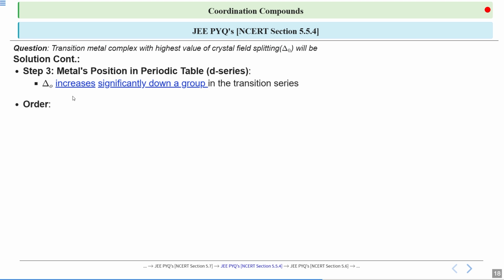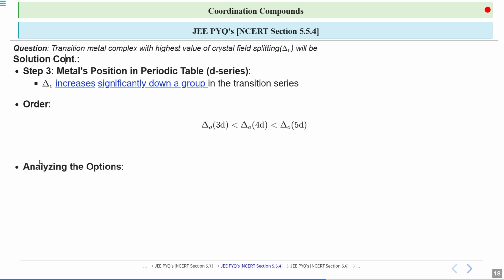So let's see the order. The highest delta naught will be for 5d, then 4d and then 3d. That means higher crystal field splitting will be observed in the octahedral complexes of the 5d series, then the 4d series and then the 3d series.